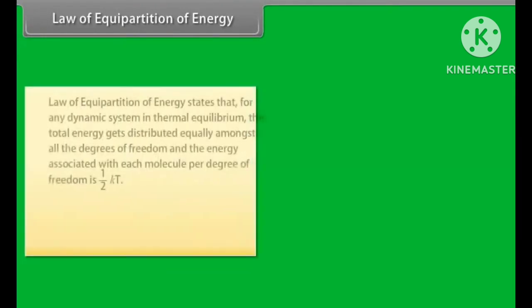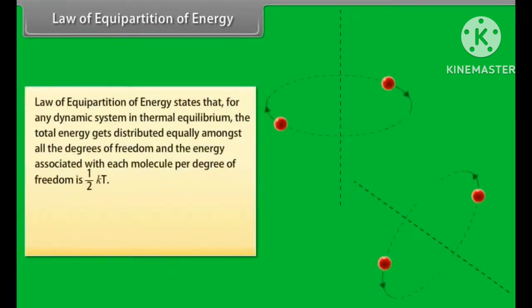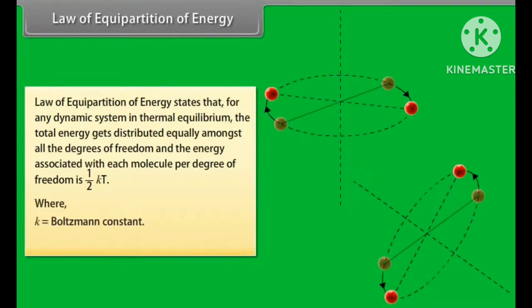Law of equipartition of energy. The law of equipartition of energy states that for any dynamic system in thermal equilibrium, the total energy gets distributed equally amongst all the degrees of freedom, and the energy associated with each molecule per degree of freedom is half kT, where k is Boltzmann's constant and T is the absolute temperature of the system.